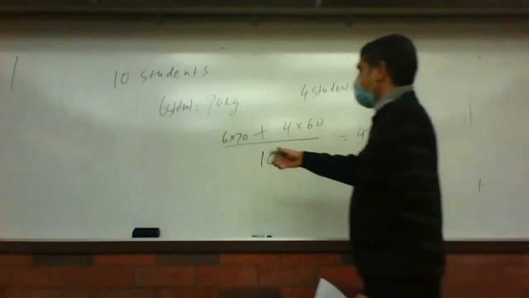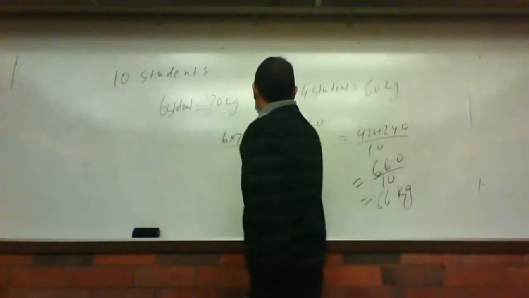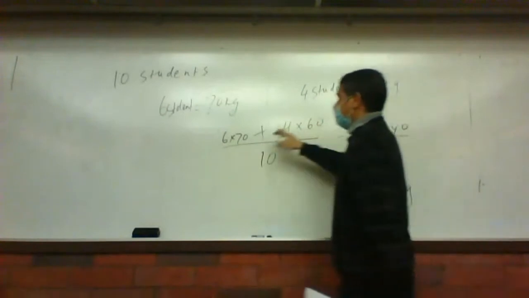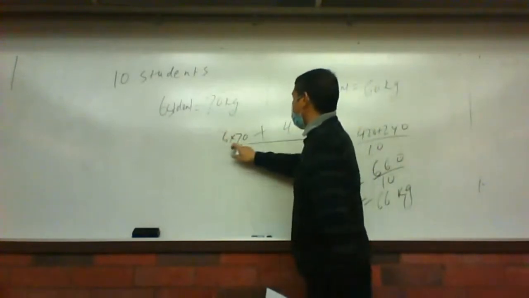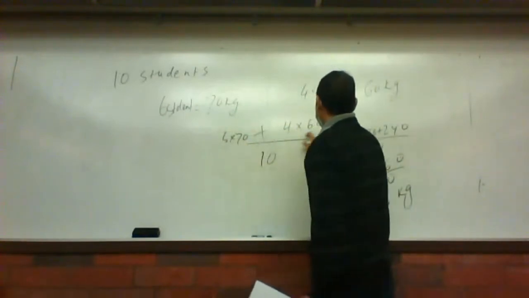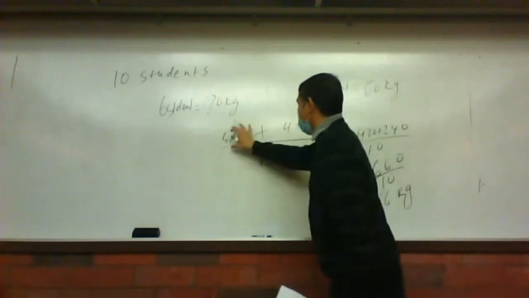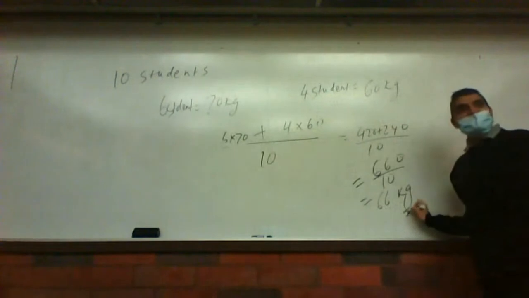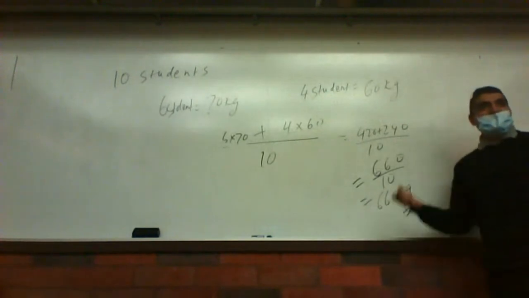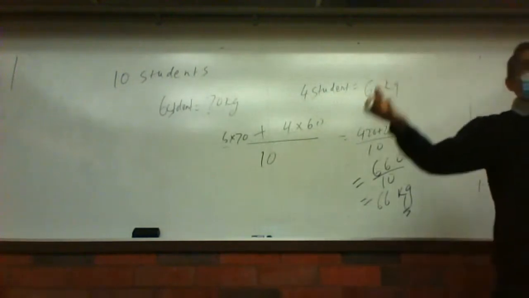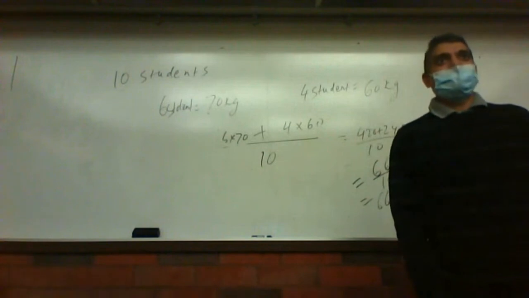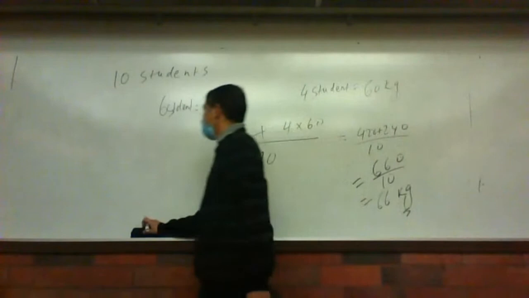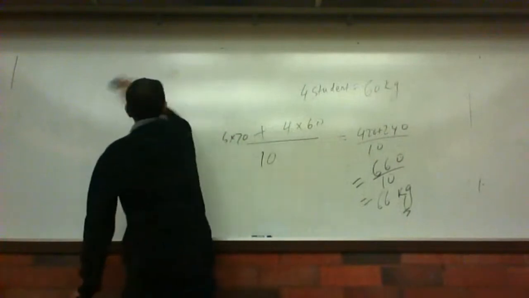So there were 10 students, and 6 of these students were 70 kg. Out of 10, 4 students were 60 kg, so this is the mass of the 6 students, 600, and this is the mass of these 4 students. Then I added all the masses and divided by the total number, and I get the mass of the average student. So this is kind of the atomic weight, the average weight. So I'm going to do some atomic weight and see how it goes.